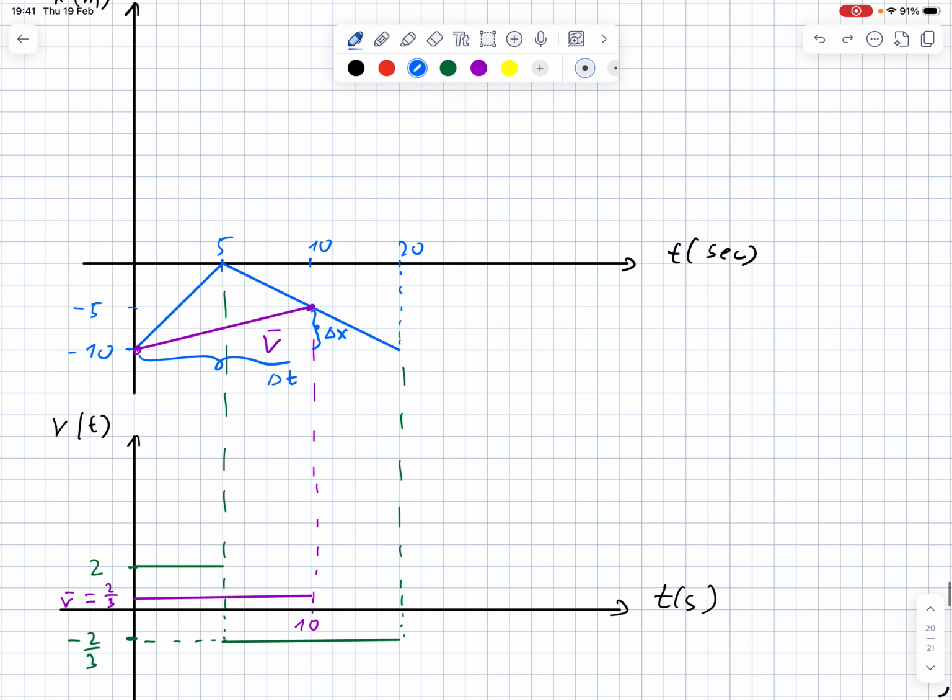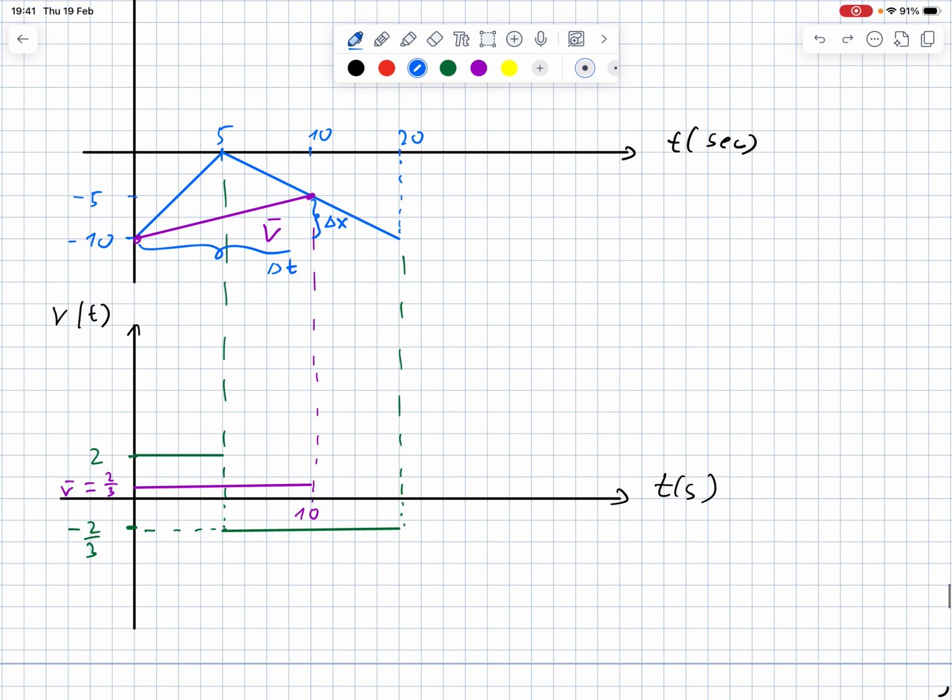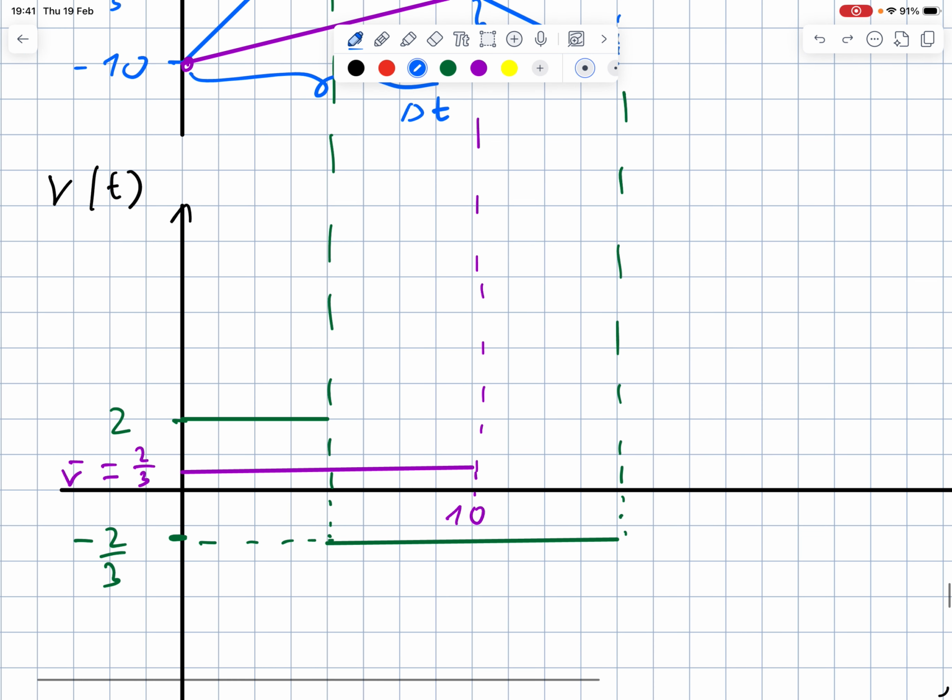Now, what about v of t? This is actually the constant velocity between 0 and 10 seconds, which looks like this. And also you can check that this area equals the displacement.